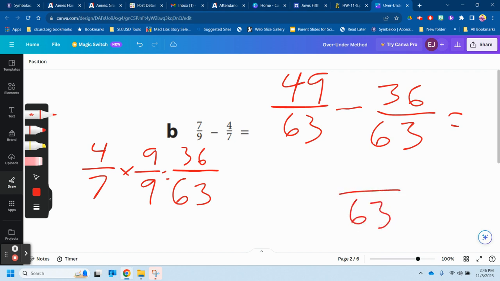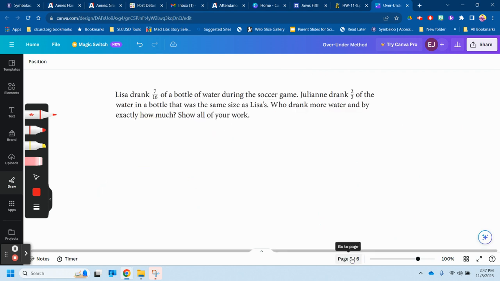So I've got to figure out 49 minus 36. So 9 minus 6 is 3. 4 minus 3 is 1. 13/63rds. And that's all she wrote there. All right. Okay, let's look at another one.